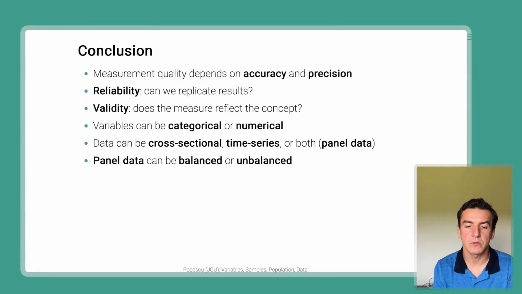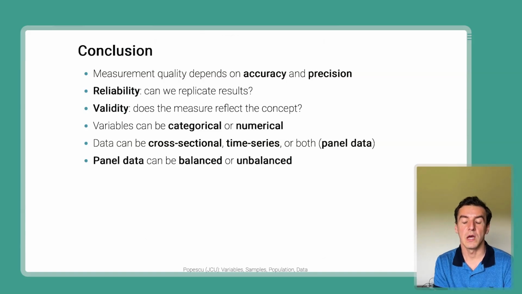Okay, we have covered quite some ground today. It's important to note that measurement quality depends on accuracy and precision. We looked at different types of variables. The main types that we looked at are categorical and numerical. We looked at different types of data. So we can have cross-sectional data, we can have time series data, or both. This is when we're dealing with panel data.